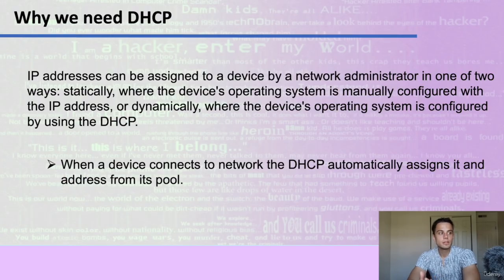So when we use the DHCP, as soon as a device first connects to a network, it is automatically allocated an IP address by the DHCP service, and this IP address is taken from a predefined pool. So usually the DHCP is set up by the network administrator, so you need to have those rights in order to set this up.